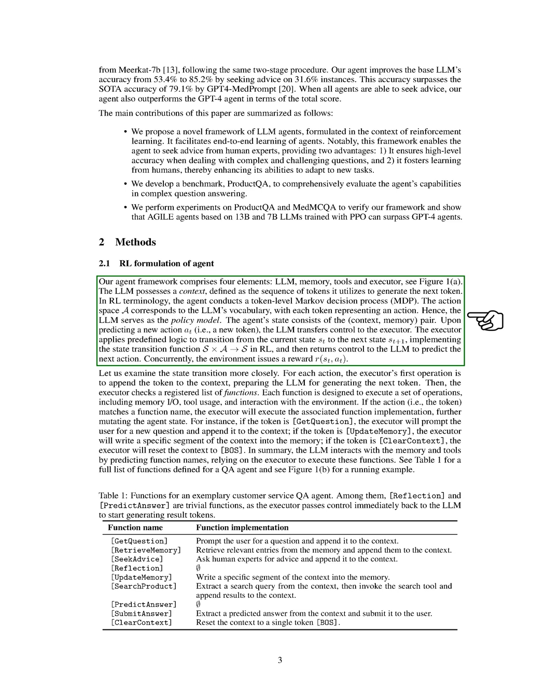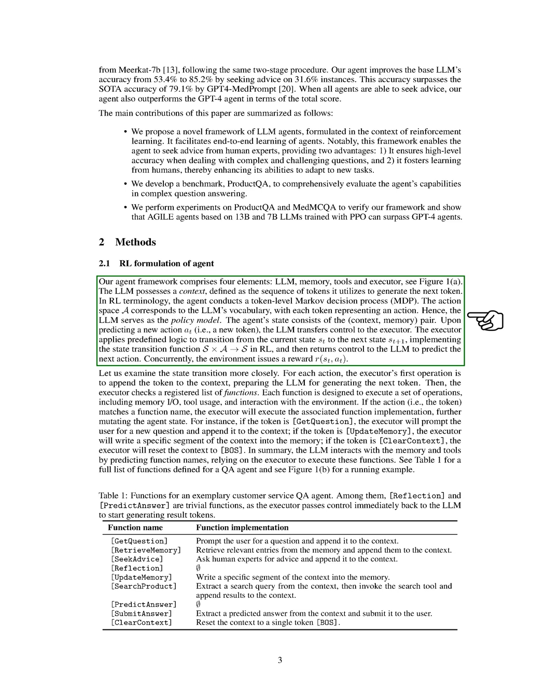If the token is updateMemory, a segment of the context is written into memory. If the token is clearContext, the context is reset to BOS. In summary, the LLM interacts with memory and tools by predicting function names, with the executor executing these functions. Regarding policy learning, we approach it as training a language model.